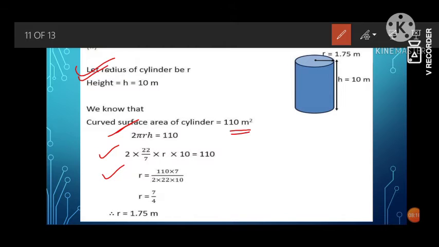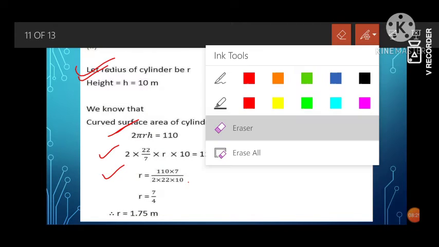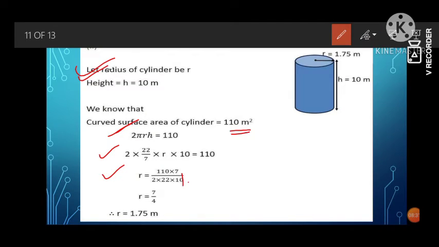Making R the subject, we will get 110 into 7 by 2 into 22 into 10. So you can see the 0 of the 10 will cancel with the upper 10. This becomes 2 and this becomes 1. 11 goes 1 time for 11 and 2 times for 22. So we will get 7 by 4. So our radius is 7 by 4, or in decimal it can be written as 1.75 meter. So this is our radius of the cylinder.